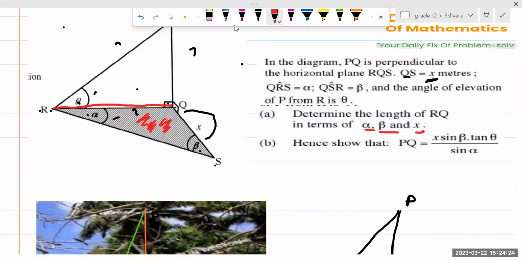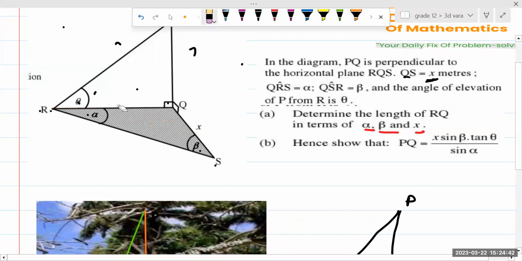Now, why the sine rule? Because we can use the cos rule if we have two sides and an included angle. If we don't have two sides and an included angle, we don't use the cos rule. You can use the cos rule if you have three sides, or two sides and an included angle. So the only option that we have is the sine rule.